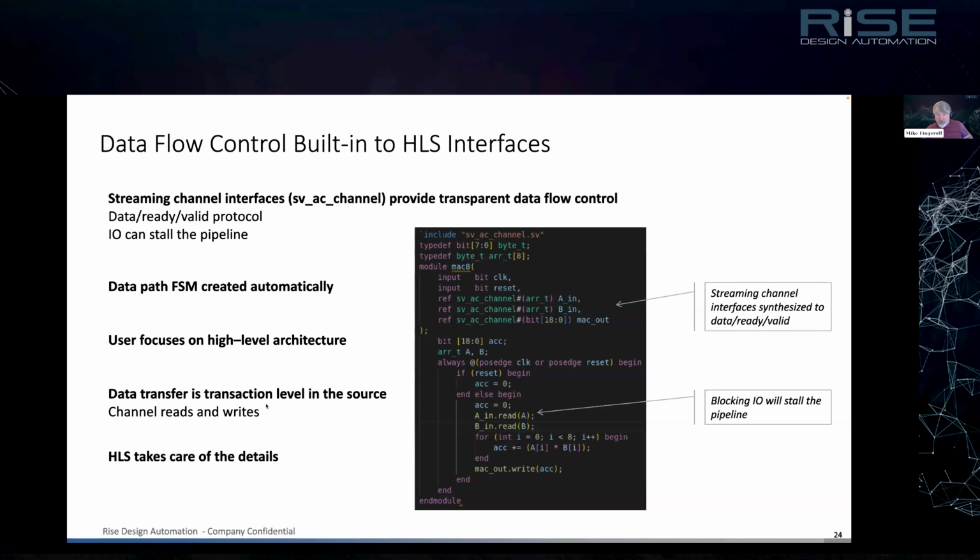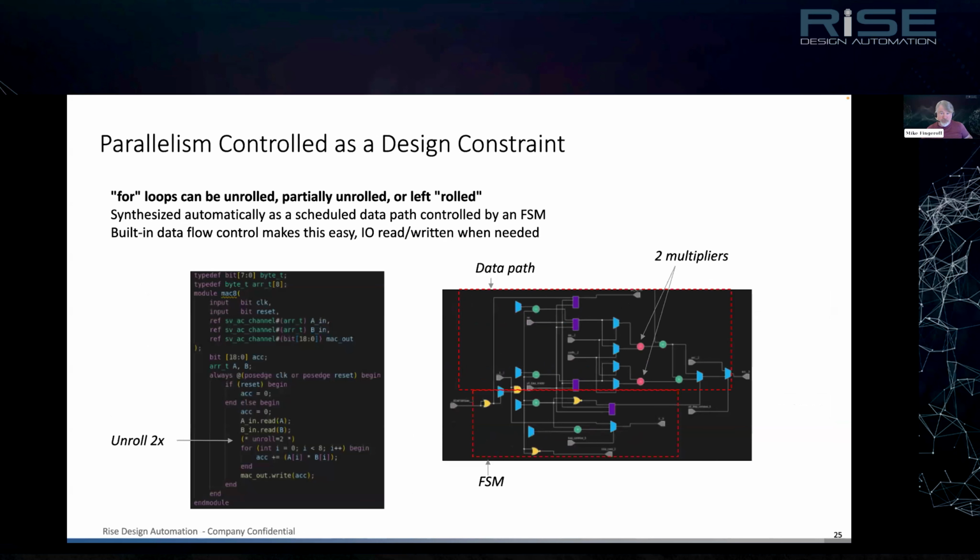And the data transfer is very simple in the source. It's transaction level. So you can see here that I'm simply doing reads and writes within my code. And these are going to translate to data ready valid. And if data is not available to be read, it's going to stall the pipeline. And likewise on the output, I'm going to do writes, and that's also going to stall the pipeline, or it's going to block if the write can't complete. And so high-level synthesis is going to take care of all those low-level details. You simply focus on the functionality to get your architecture right and meet your performance requirements.